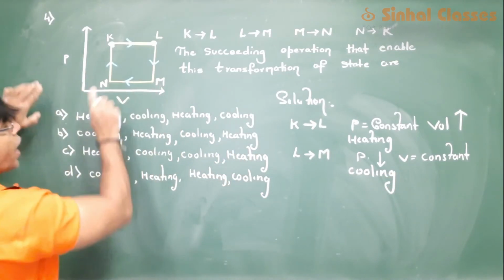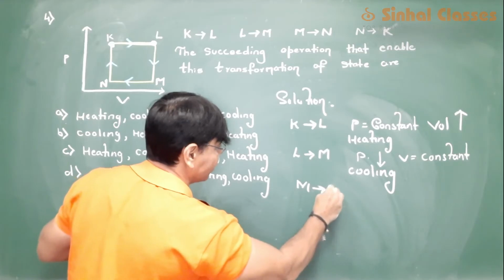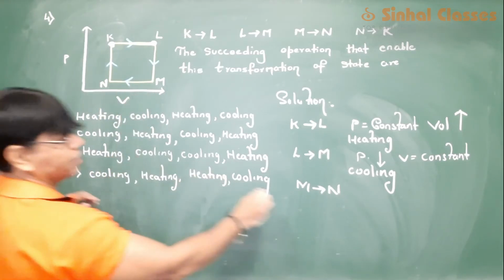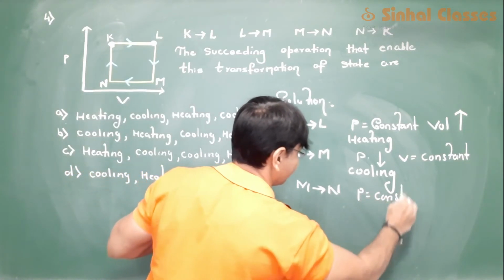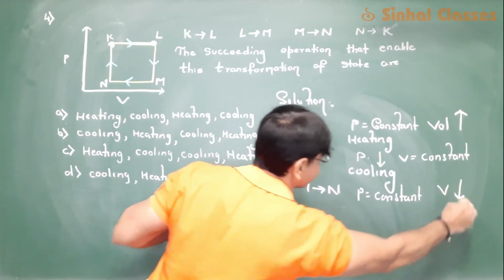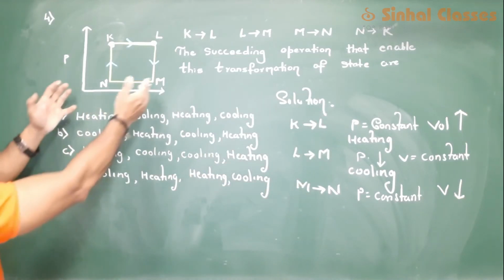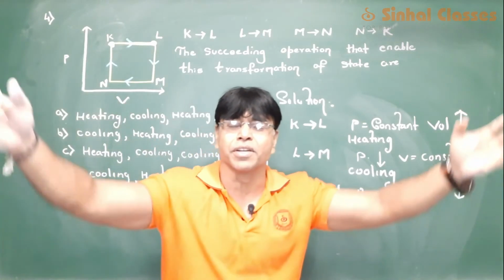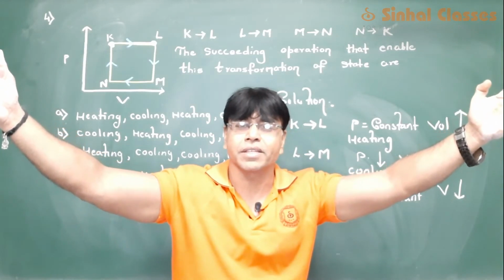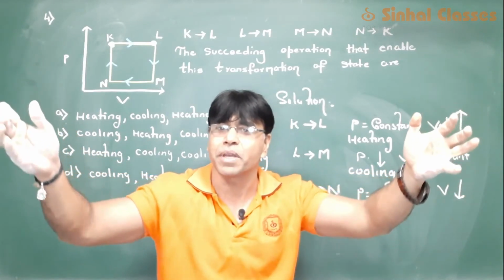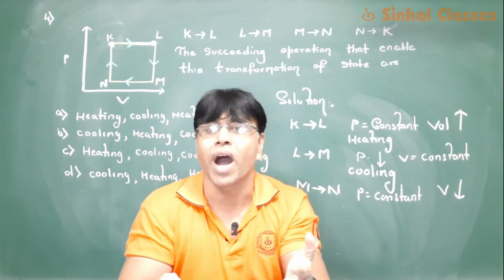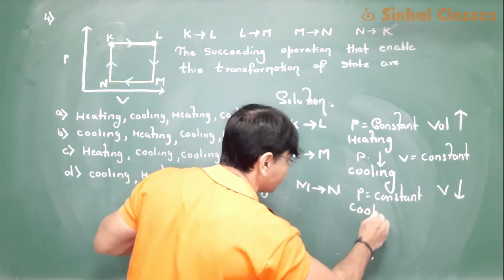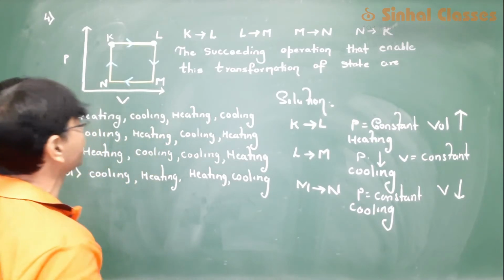Now from M to N, what is your observation? The pressure is constant and the volume is decreasing. Imagine if these gas molecules start cooling down, they start coming closer. So the volume will decrease. Why? Because they lose energy. So in short, cooling is taking place. From M to N, again cooling.